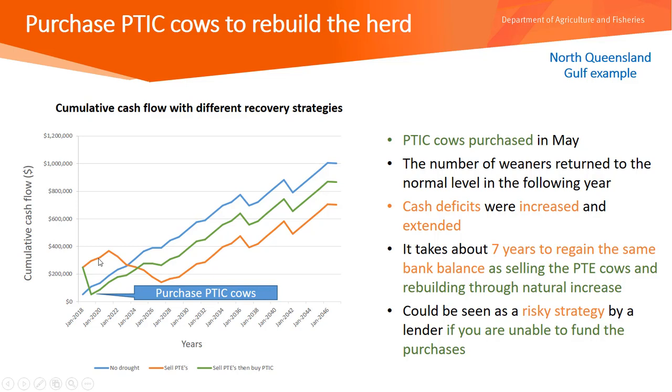Even so, those differences there, that big difference in the net cash flow, your lender, if you've got to go out and borrow money to do that, could see that as a risky strategy and say, hang on a minute, is there another way we can do that?